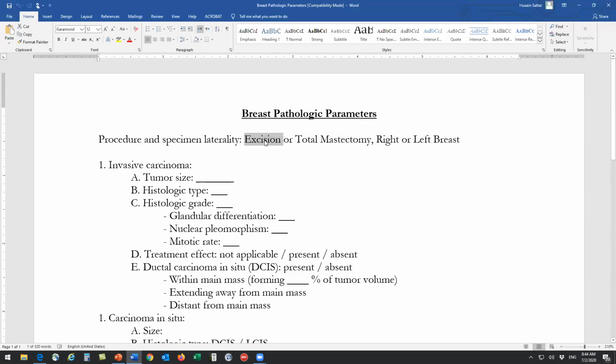So here, as an example, how would I fill this out? Let's pretend that the patient had a total mastectomy, so I will delete excision. Let's pretend that it's of the left breast, so I will put in left breast. Okay, let's make this red.